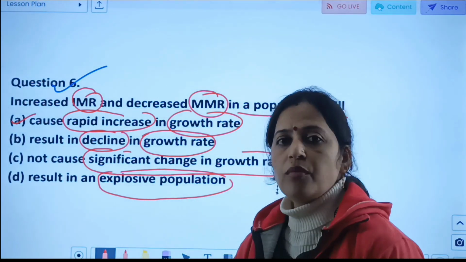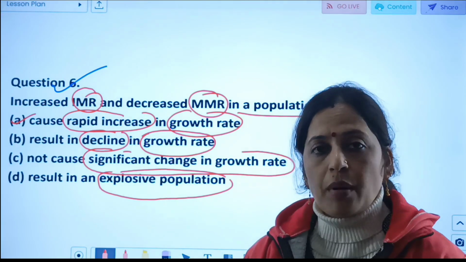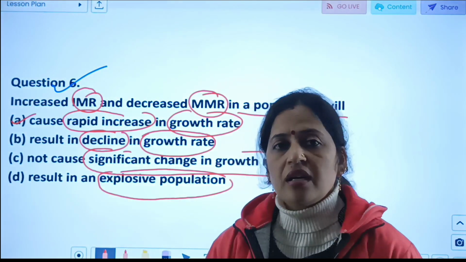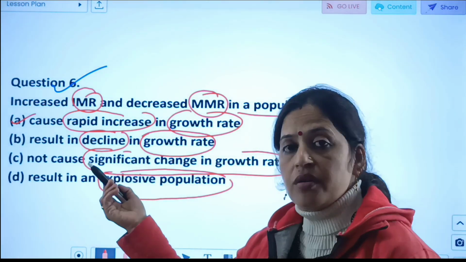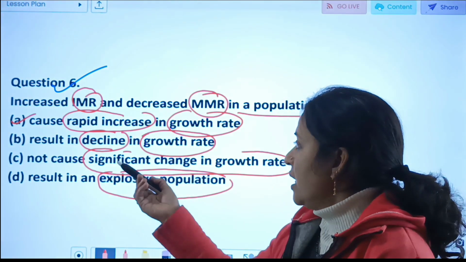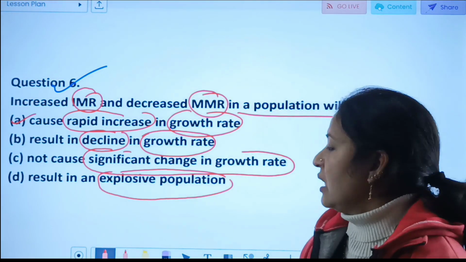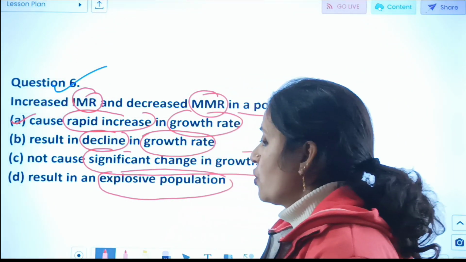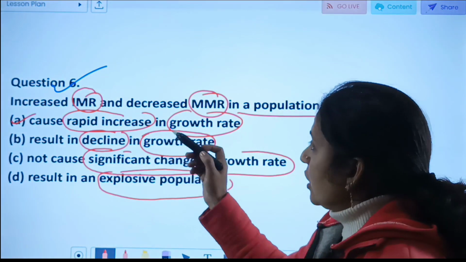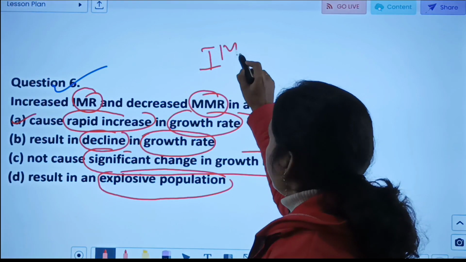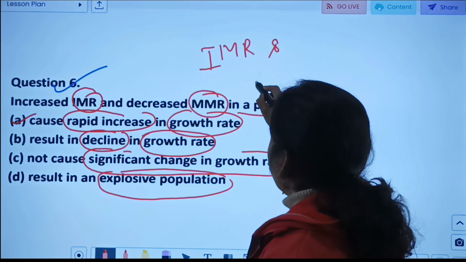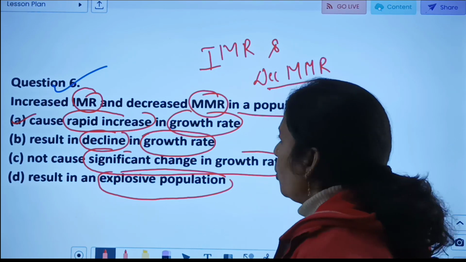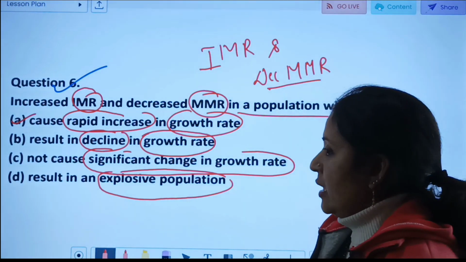So here increased IMR and decreased MMR in a population will either cause the rapid increase in the growth rate, or result in the decline in growth rate. Third one is not cause significant change in the growth rate, and the last one is result in explosive population. So it is your question number 6. अगर increased होता है IMR and decrease करता है MMR in a population, so it will क्या करेगा बेटे?